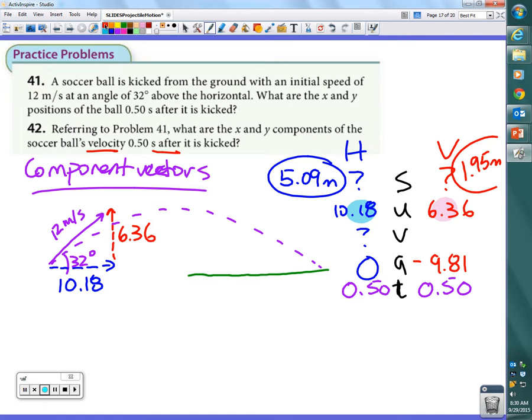All right, so that means that we have two spots left in this table. What's this and what's this? One of them is super easy, okay? Which one's going to be super easy? Horizontal, right? What's the horizontal acceleration? 0. And if something isn't accelerating, what's true about its velocity? It's constant. So if the initial velocity is 10.18 meters per second, what's the horizontal final velocity going to be? 10.18, because it never changes.